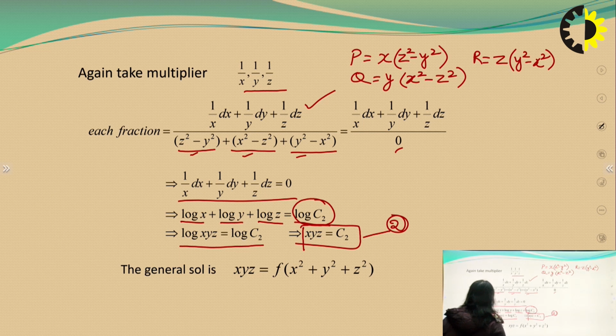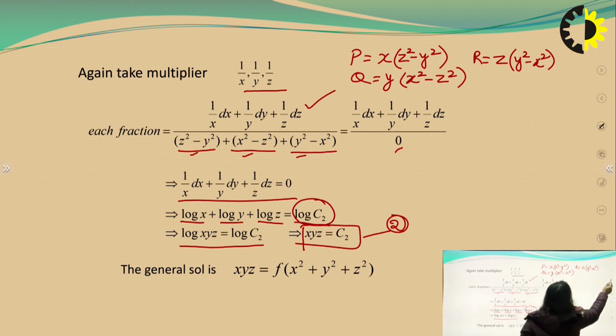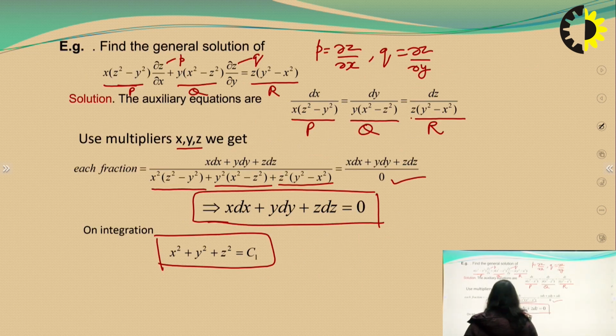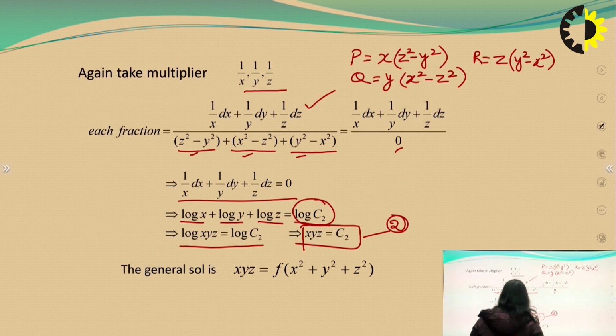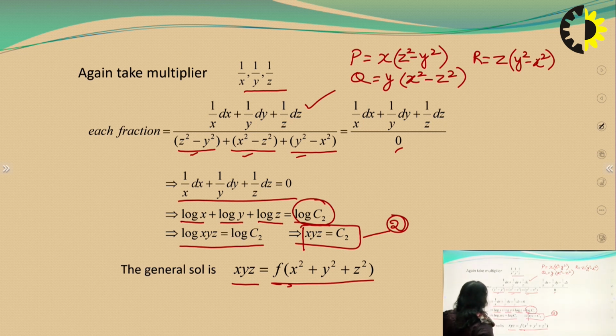So, one solution I have got previously. Let me go to the previous page. This was my previous solution. This is the first solution. And let me go to the next page. This is my second solution. So I have written the general solution as xyz equal to function of x square plus y square plus z square as my answer. This is the entire solution.